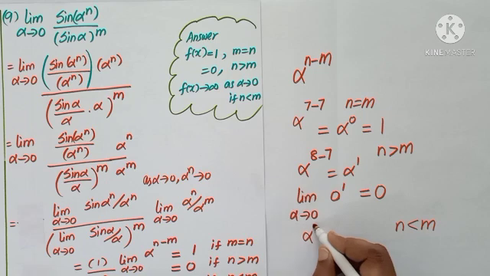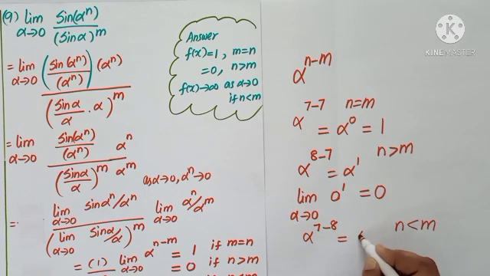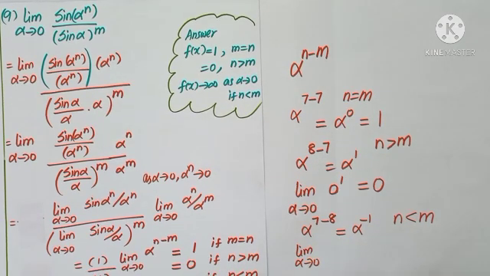Now, suppose I have n less than m. I get alpha power 7 minus 8. Now, n is less than m. It becomes alpha power minus 1. As I put limit alpha tends to 0, I get 1 by alpha because it is alpha power minus 1. And as I put 0, 1 by 0 tends to infinity.